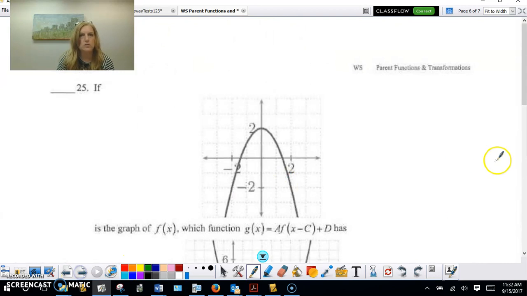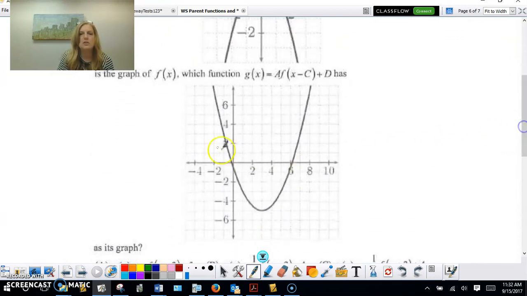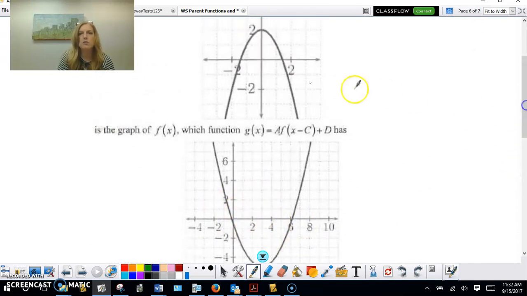Then down to 25. Now this one, be careful because they're not asking you to transform parent graph x squared to get this. They're saying, what do you have to do to this to get that? First thing I notice is I definitely am going to need a vertical flip. So I'm going to need a vertical flip. Now the vertex after I flip it would be right there.